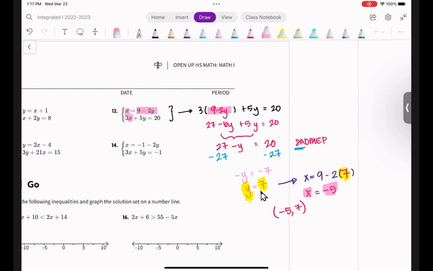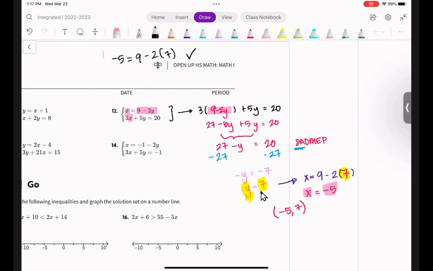So every time I see that, I wish I could literally write on top of it, but I can't. So I got -5. I'm going to do the first equation first. So I got -5 equals 9 minus 2 times 7. Is that true? Is 9 minus 14 -5? Everyone's like, yes. Check. Not good enough.